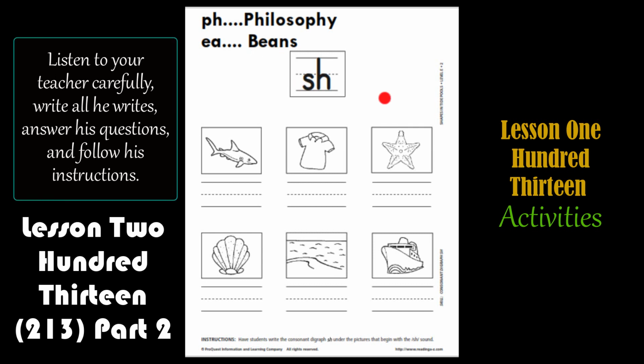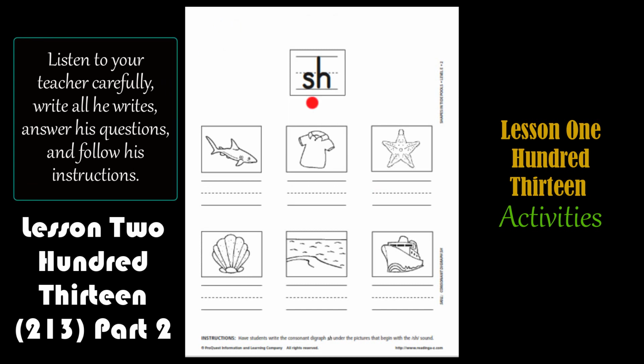So this activity is about the SH digraph. Here are 6 pictures. We're going to name these pictures and find out which names begin with the SH digraph. Let's do it. The sound of the SH digraph is sh, sh, as when you are asking somebody to keep quiet, to be silent. Then shark. This is a shark.